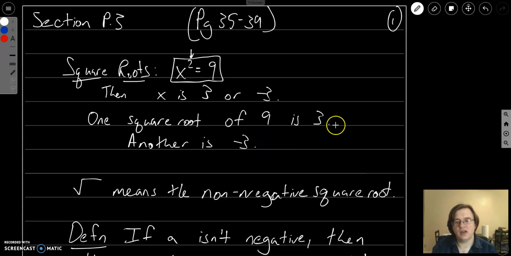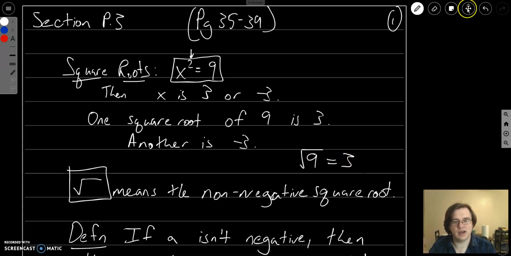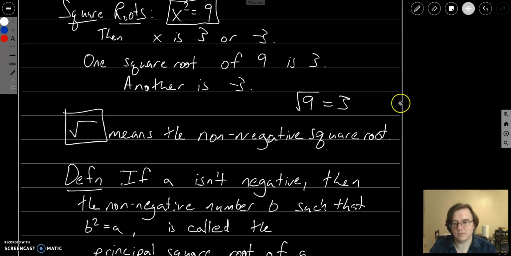However, generally we like the positive numbers a little bit better. So when I write this symbol, the usual square root symbol, what we are referring to is going to be the positive or the non-negative square root. So here, if I take 9 and I take the square root of 9, what I mean here is the positive square root of 9, not the negative one.